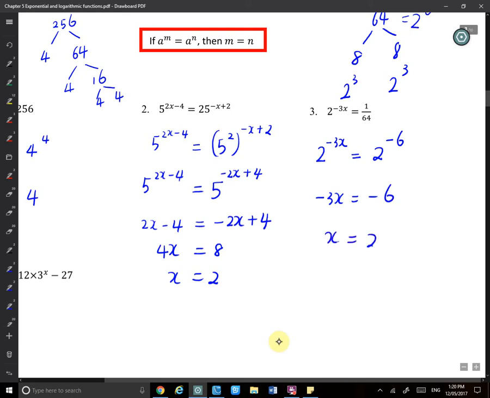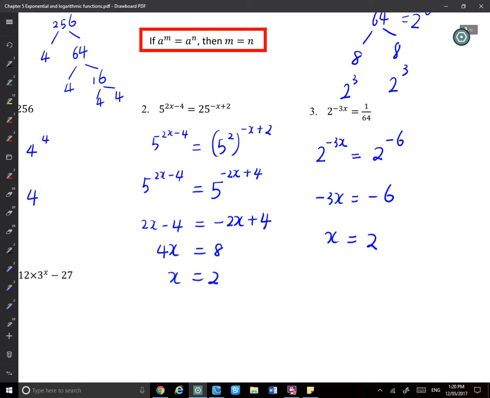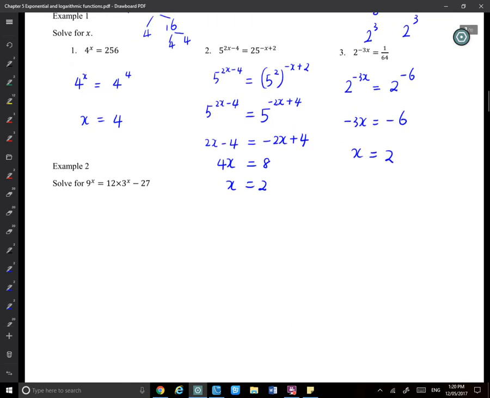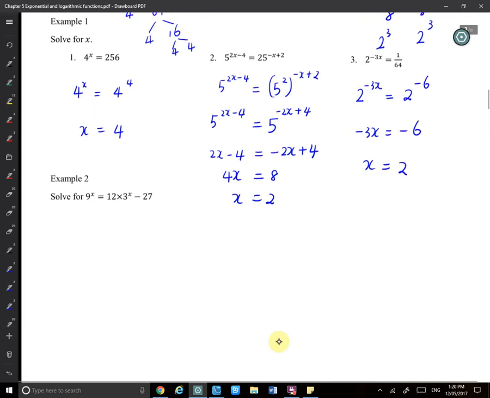X will be 2. Everything we're trying to do is make it the same base. If we can make it the same base, then it will be easy to solve this way. That's the first question, and let's have a look at the second question.